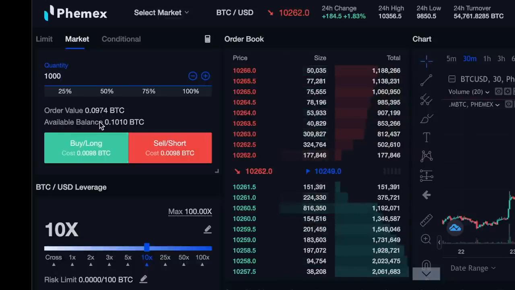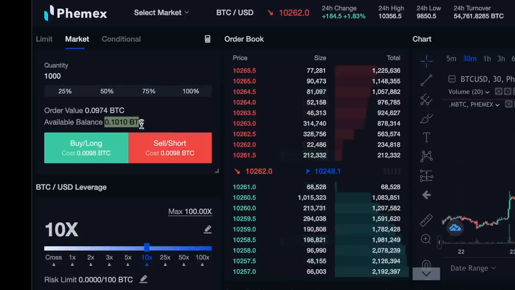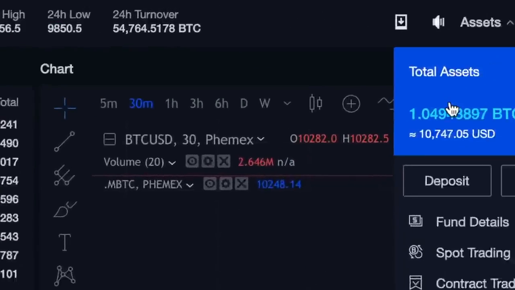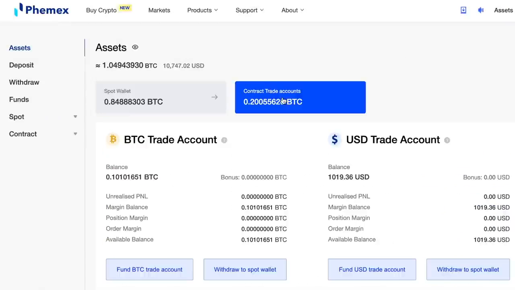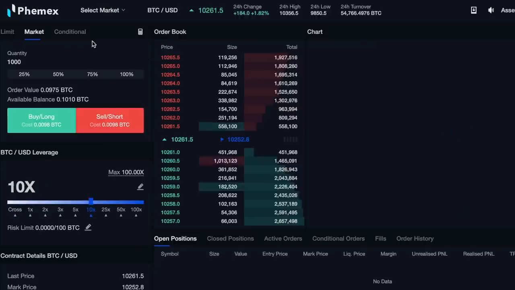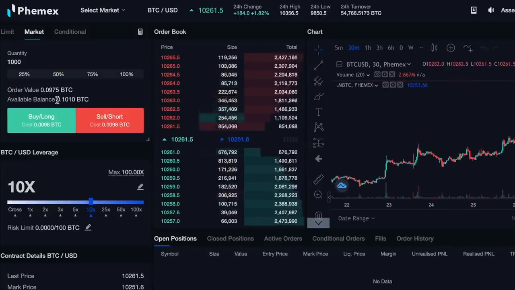Our available balance is currently 0.1. Remember, if the available balance is 0 here, then you cannot trade. In that case, you have to click assets up here and go over to this page and click contracts trade accounts. You need to fund this Bitcoin account to be able to trade derivatives on Phemex. But let's go back to this page. So I already have 0.1 Bitcoin in this available balance.